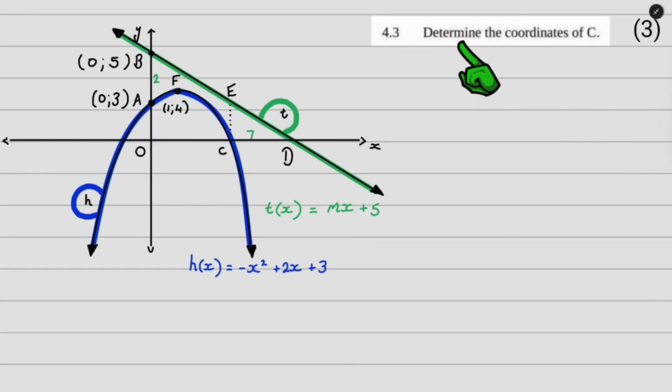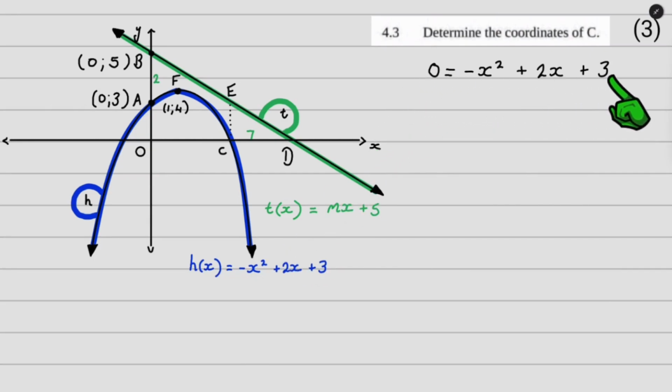Next up, we are asked to determine the coordinates of C. C is over here. It's a very special point for the blue graph. It's an x-intercept. And to get an x-intercept, I'll make y equal to 0. So I'm going to do that quickly. Just remember h of x is a fancy placeholder for y, so I just change that to 0.